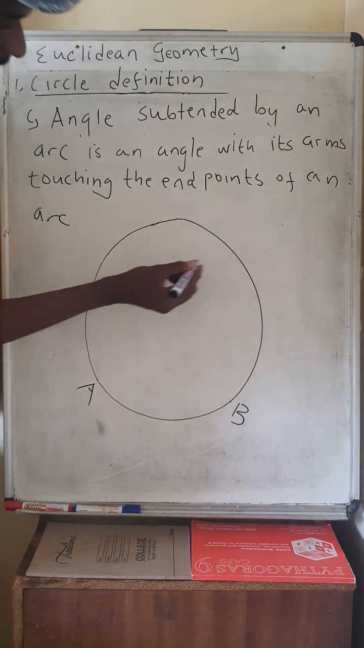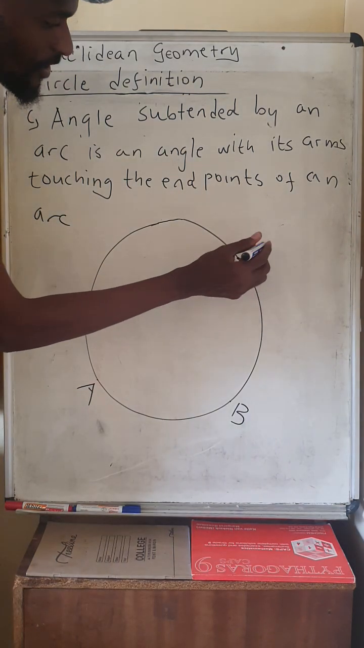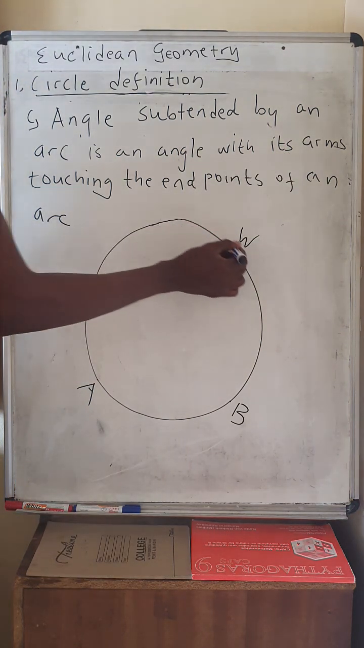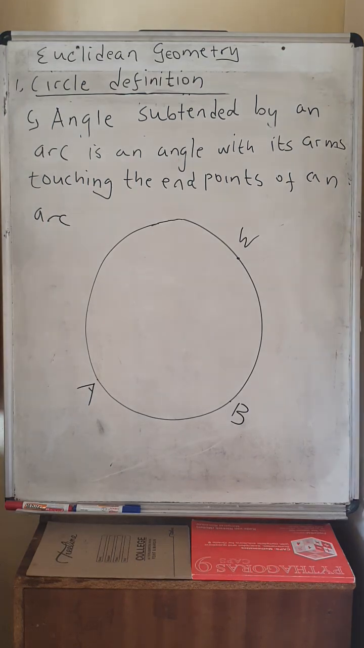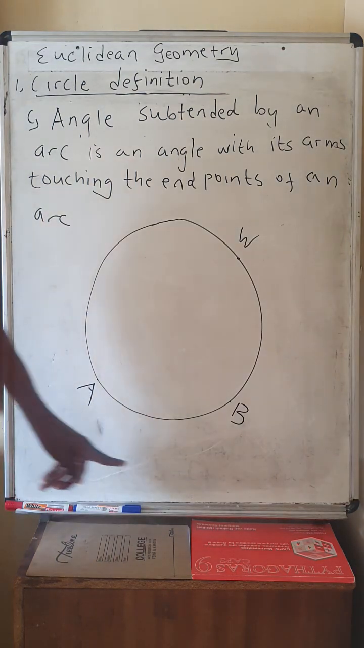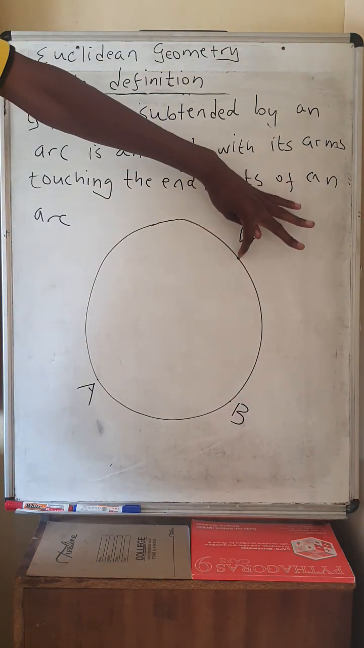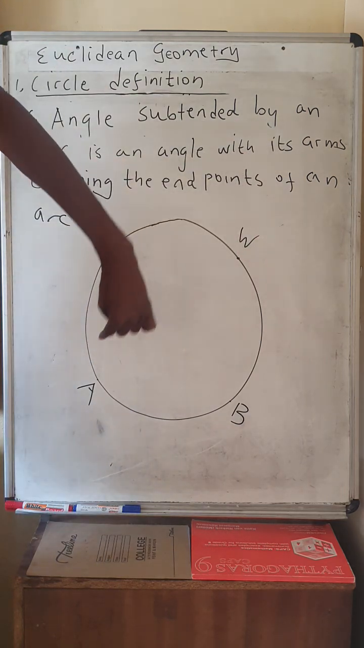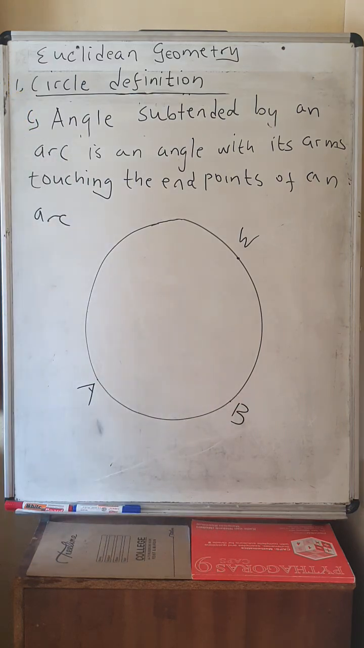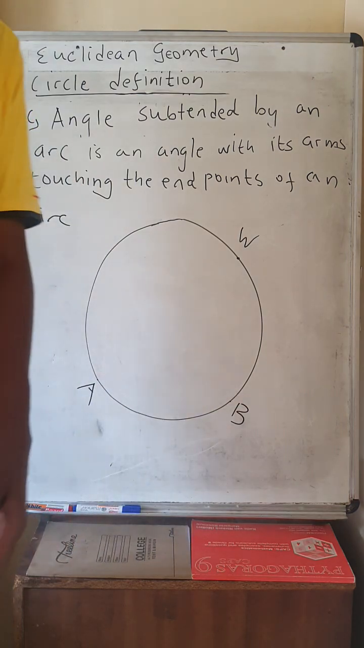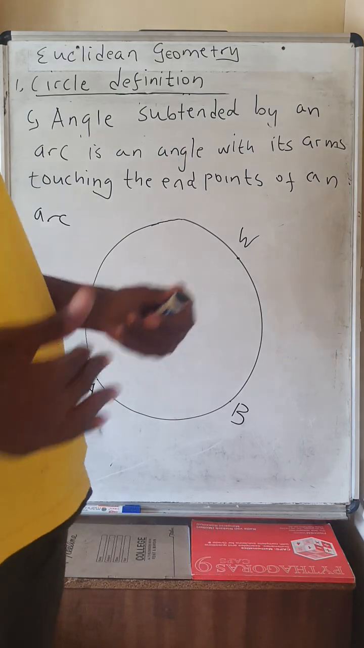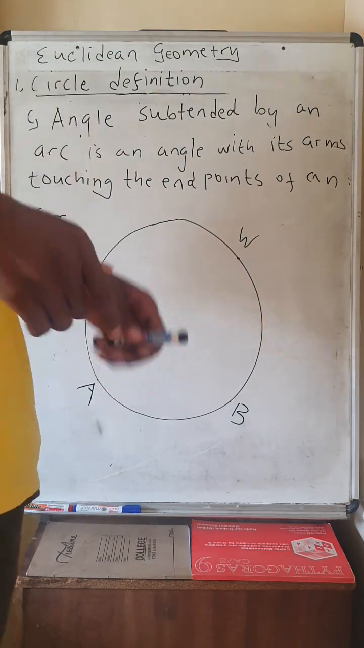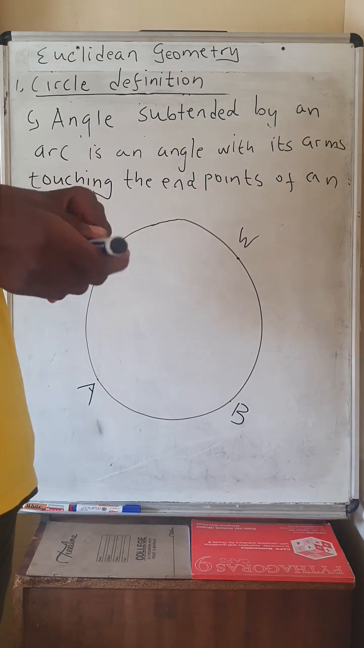So let us say there's an angle somewhere here, and this angle is called W. And this is the vertex, of course, of the angle. If I want arc AB to subtend an angle at W, or I want the angle at W to be subtended by this arc, what should happen? I told you that an arc can only subtend an angle if the arms of that angle touch the end points of that particular arc.